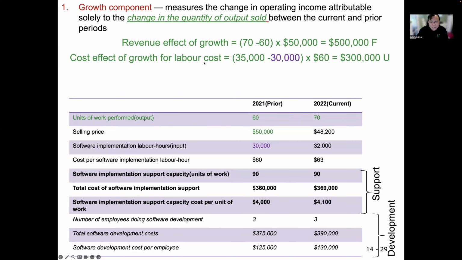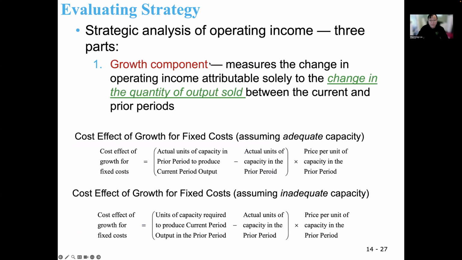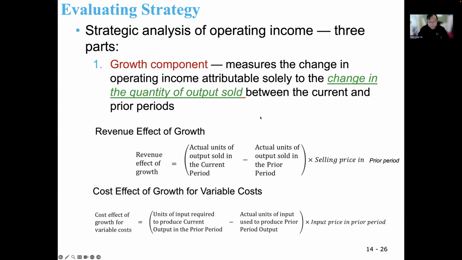Cost for labor cost. The labor cost is variable, right? Let's take a look at the equation. Cost the effect of growth for variable cost, which is labor cost is variable cost. So they use units of input required to produce current output in the prior period minus actual units of input used to produce prior period output times input price in the prior period. So the input price, which is the labor price, right?